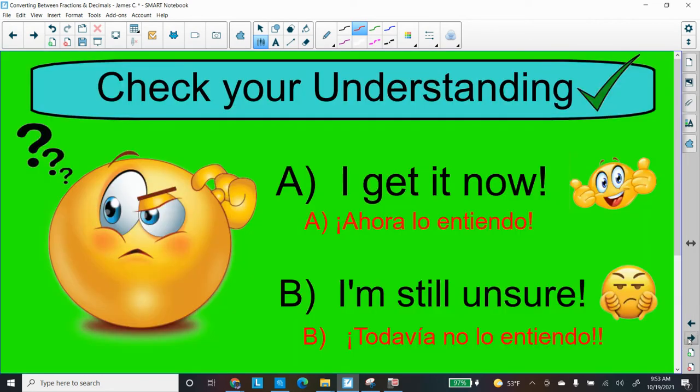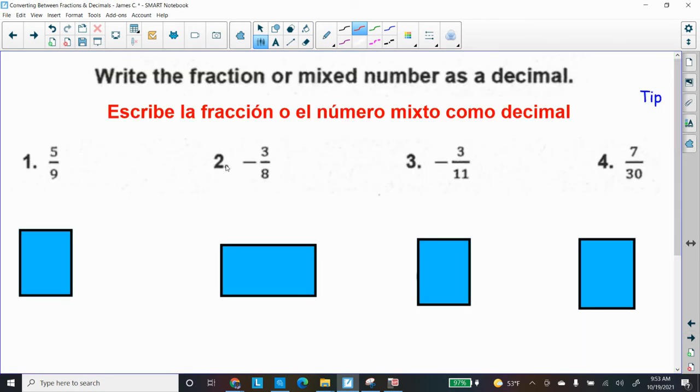All right, let's see if you get it. I hope you get it. If you're not sure, rewatch the video, write down your questions and bring it in, but we need to practice. So write the fraction or mixed number as a decimal. What's this tip? Fractions are division problems. Dr. Rob keeps saying that. Well, they really are.